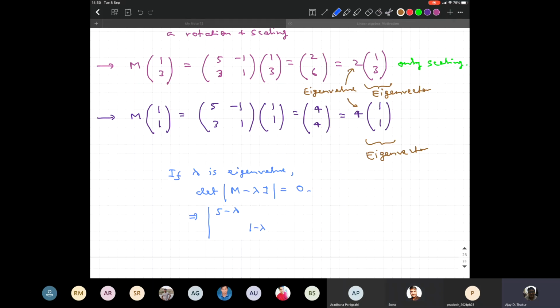So 5 minus lambda, 1 minus lambda. You have 3 and minus 1. Yeah, okay.